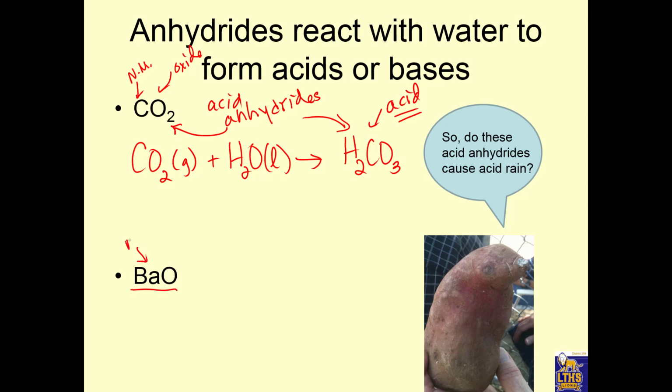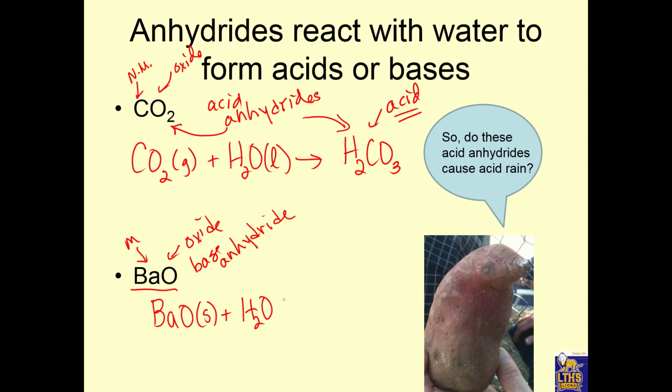Barium oxide is a metal oxide, right? So it's not an acid or a base, it's a base anhydride. It's a base without water because when you put it into water, okay, those are going to be solids, it turns into barium hydroxide. Okay, and this is a base. So acid and base anhydrides are not acids or bases, but when you put them into water, they turn into acids or bases.